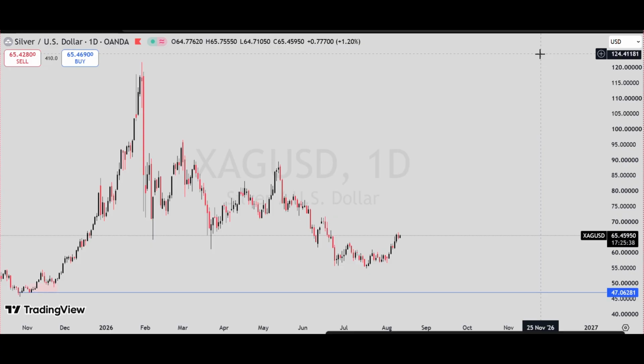In this video, I'm going to show you how I read break of structure differently, using market structure and liquidity to determine whether the break is actually worth trading.